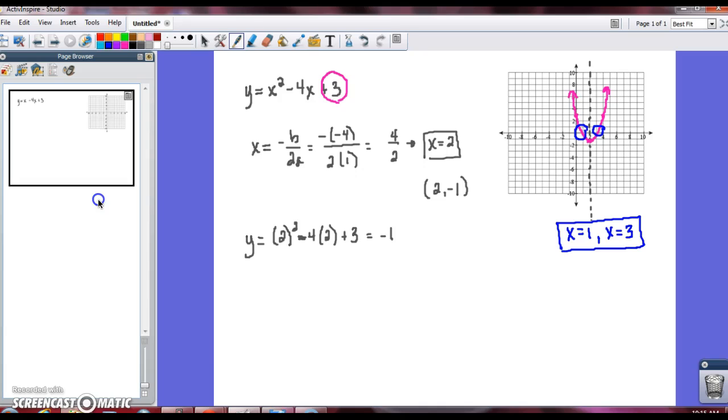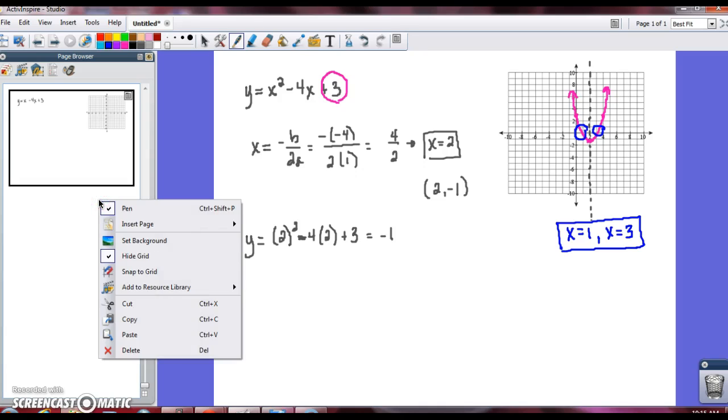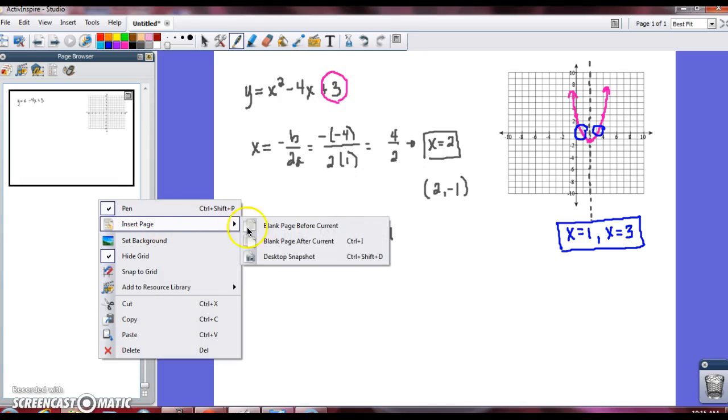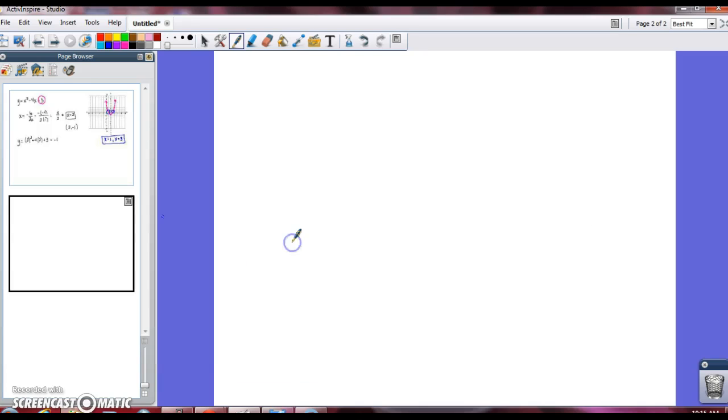Now, another way to find the zeros is by factoring to solve it. I'm going to use that same exact equation just so you can see how it works out to be exactly the same. So our equation was y equals x squared minus 4x plus 3. So to find the zeros, I'm just going to set that equal to 0.